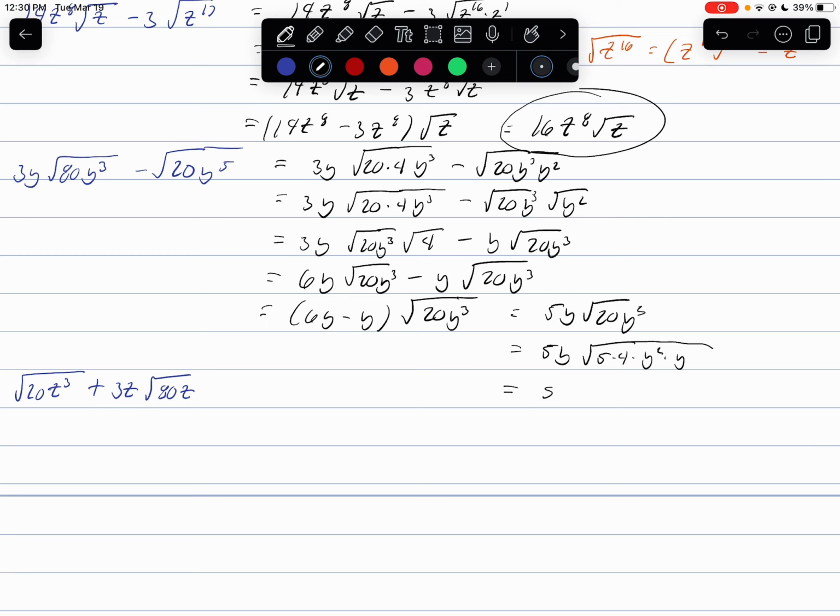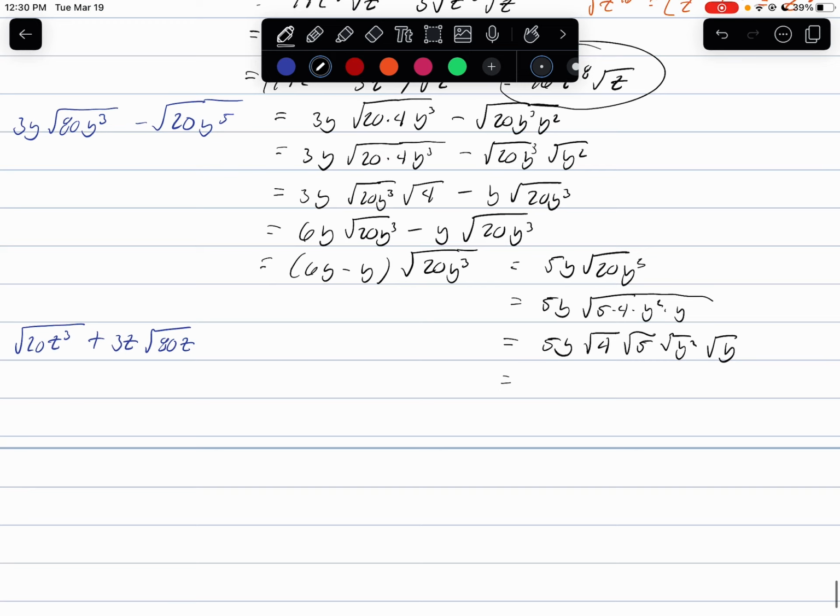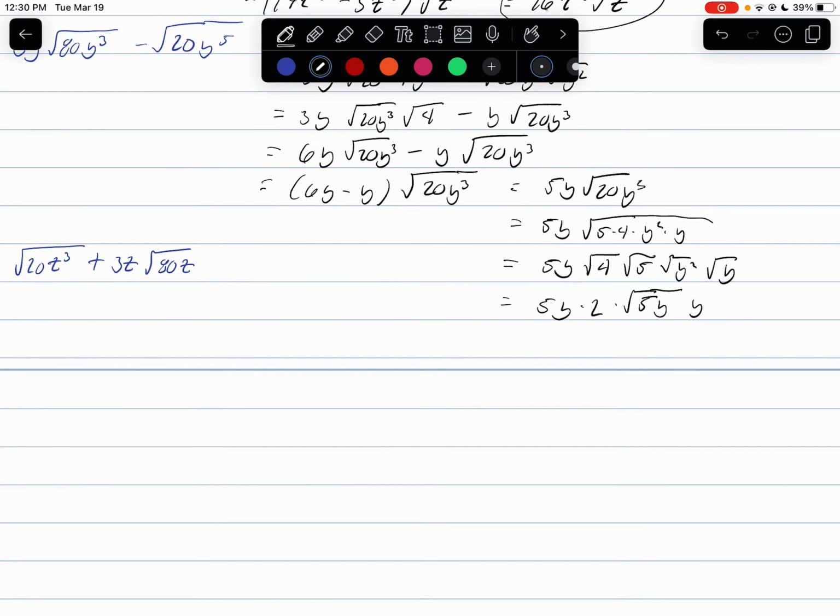Okay, so that's going to give us 5y times the square root of 4 times the square root of 5 times the square root of y squared times the square root of y. So we'll have 5y times 2 times the square root of 5y. We'll combine those two back together, 5 and y, right? And then we'll have the square root of y squared, which is just y. So this one became kind of a mess, right? So here we have 5y times 2 times the square root of 5y times y.